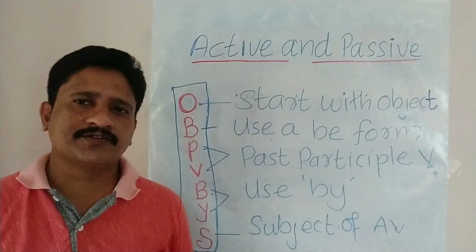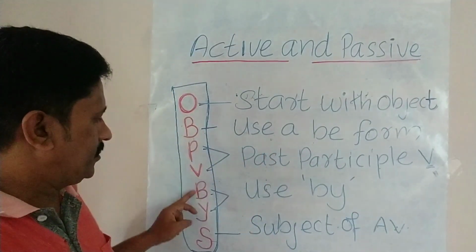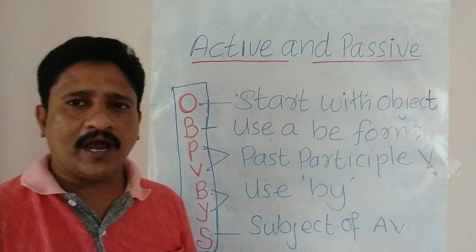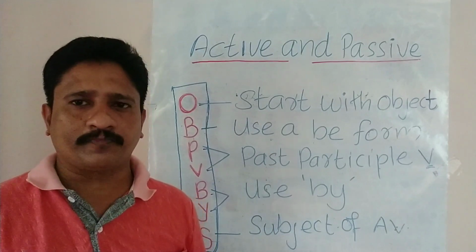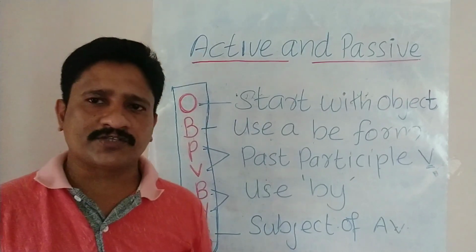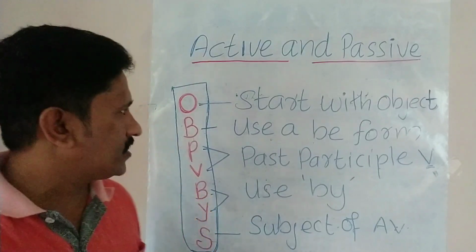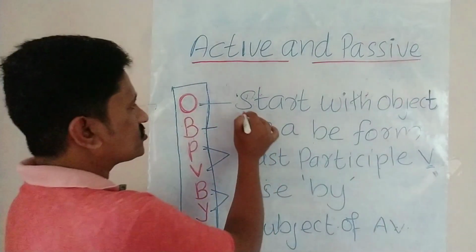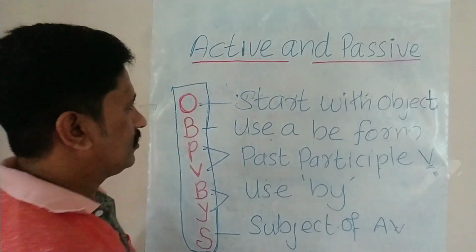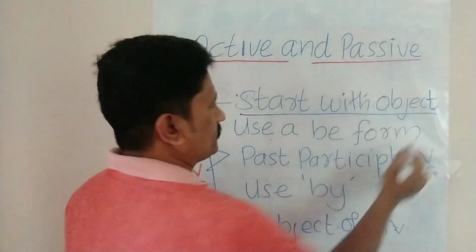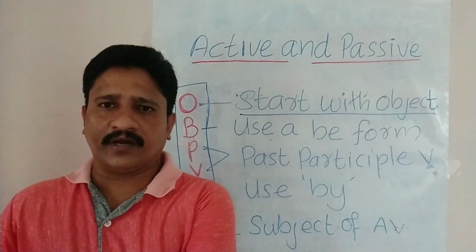So let's continue and see how the steps have to be followed. As I said, OBPBS, and how this has to be followed when you change a sentence from active voice into passive voice. As I told you, the focus in this lesson is only on the declarative type of sentence. O stands for start with the object. A declarative sentence will have a subject, verb, and object.